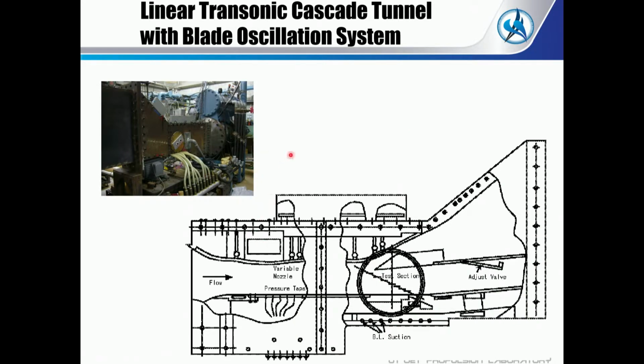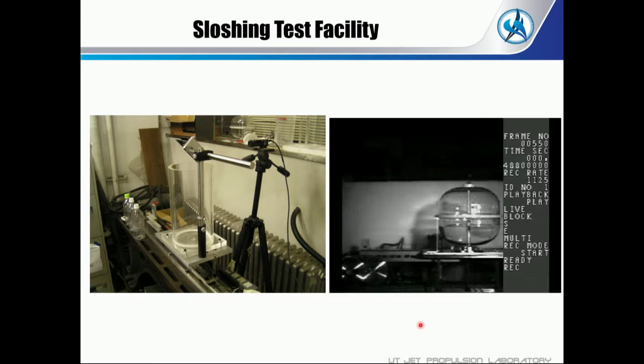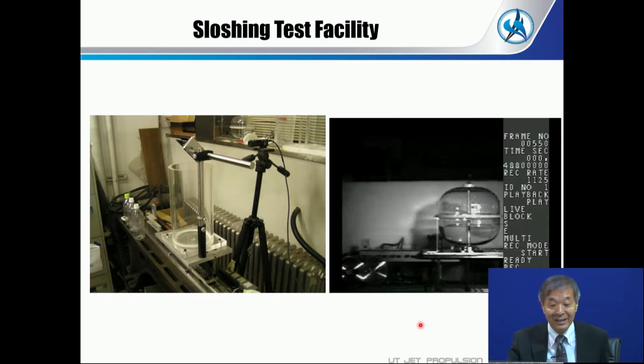And this is a linear transonic cascade tunnel. I'll skip it because I'll show you the details later. And this is the sloshing test facility. We developed a new CFD method to treat the two-phase flow, especially the interface of liquid and gas. It's very correctly captured. And we check those CFD results with this test facility.